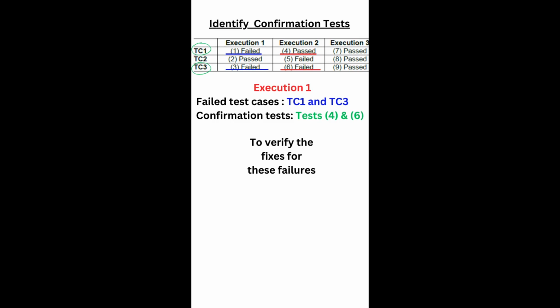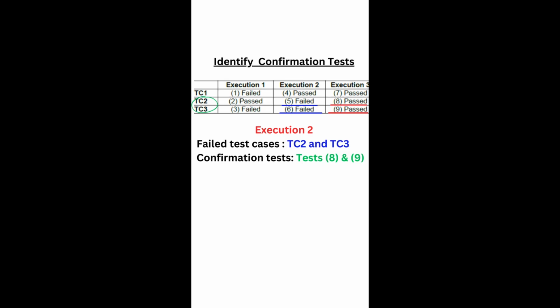First, identify confirmation tests. In execution 1, failed test cases are TC1 and TC3. So, tests 4 and 6 must be confirmation tests. In execution 2, failed test cases are TC2 and TC3. So tests 8 and 9 are confirmation tests.